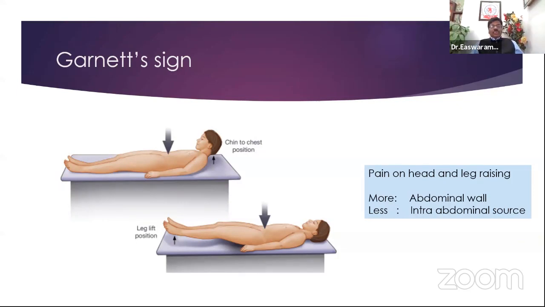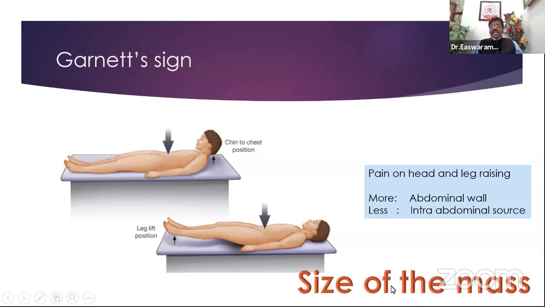For that, we use this particular name, which can be described by some, but you are not expected as an undergraduate to know that. But if you know, well and good, there is Garnett sign. A Garnett sign is a head raising or leg raising test. You raise the leg so that the abdominal musculature is put into contraction, or raise the head like this. When you do that, if the swelling, especially the size of the mass, becomes less prominent, you know it is intra-abdominal, because the abdominal wall musculature contracting makes the mass less prominent.